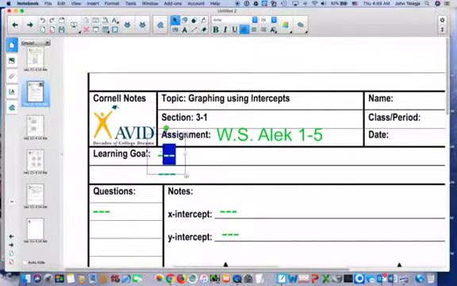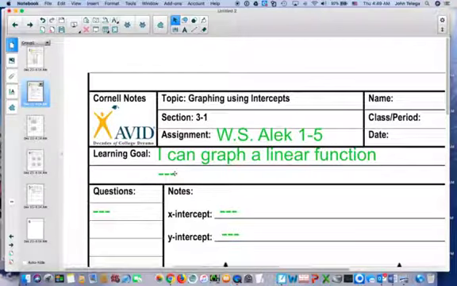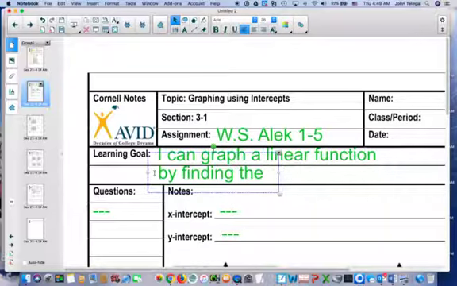Our learning goal for this thing is I can graph a linear function by finding x and y intercepts. So I hope you're hanging in there with me. I know this is kind of slow, but hopefully you've hit fast forward on my graph making and you're hanging in there with me. You can graph linear functions by finding the x and y intercepts.